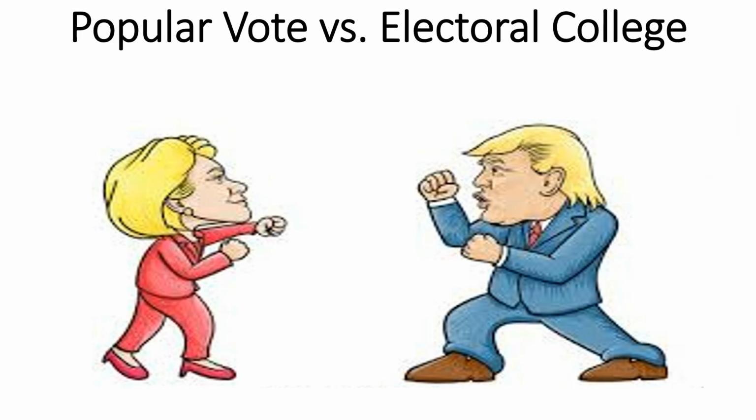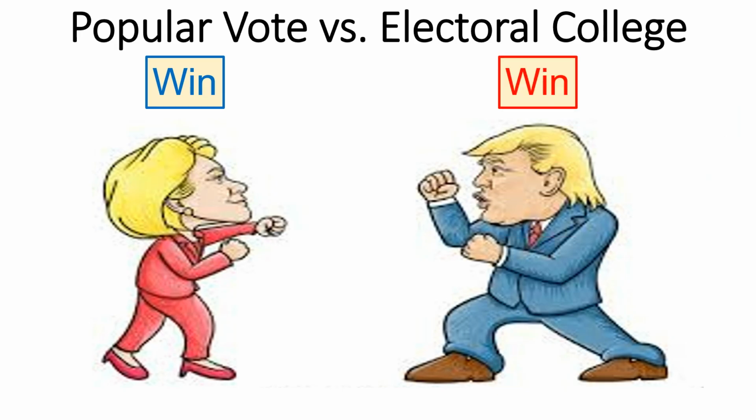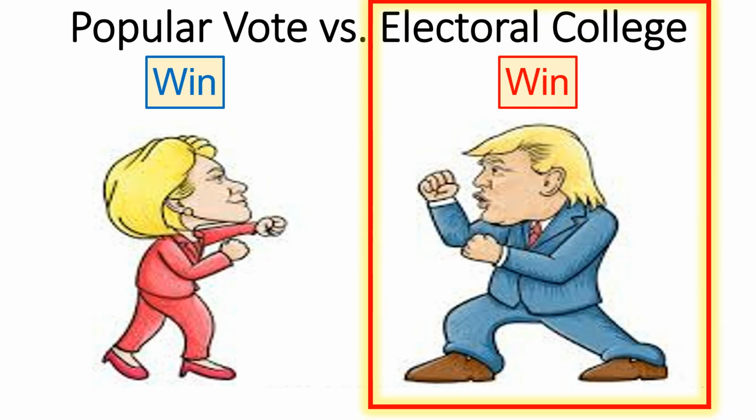The popular vote versus the Electoral College. In 2016, Hillary Clinton won the popular vote, meaning nationwide, she received more votes. But when we went state by state and did all the state battles, Trump won the state-by-state battles. He accumulated the points. He was selected president through the Electoral College system.